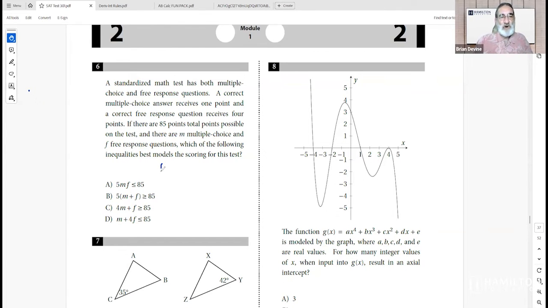Well, I'm going to have 1 times the multiple choice that I got correct. And then I can add on 4 times the number of free response that I got correct. And I'm limited by 85 points, so that would be less than or equal to 85. And if I look at that, well, that's the same thing that's in D. So D would be the correct representation. And D is the correct answer, so that's a great coincidence. Question 7.